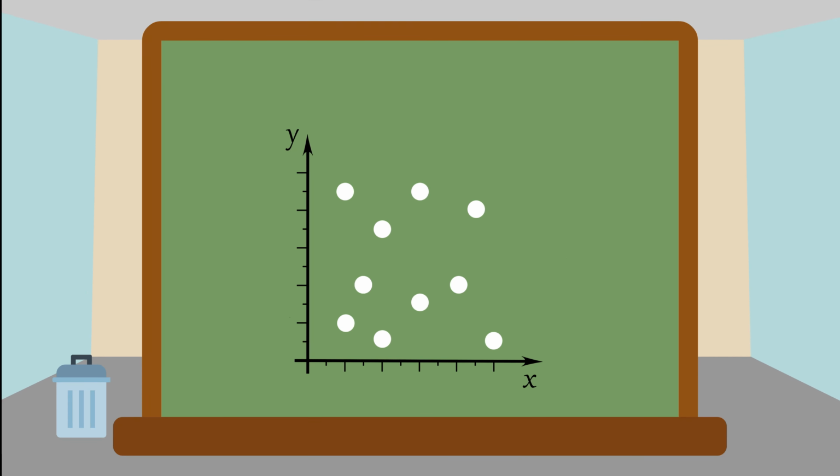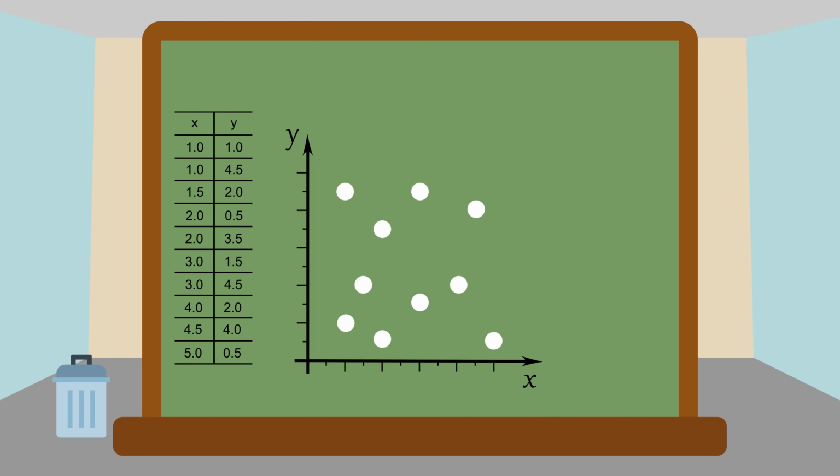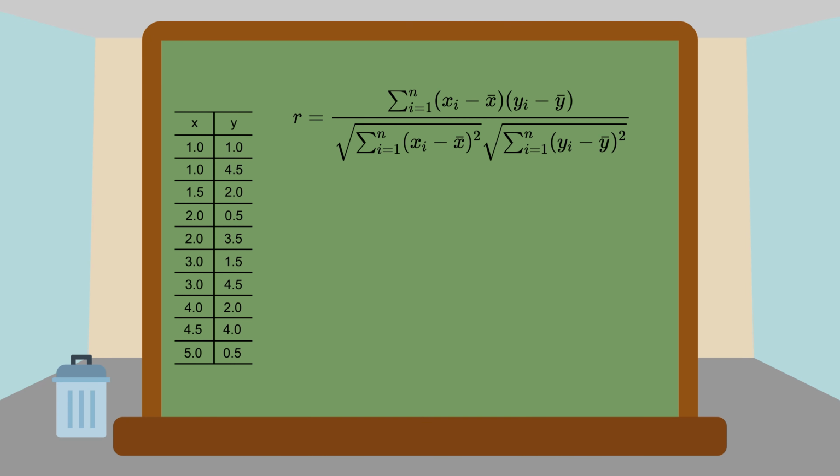First of all, we should extract the data points from the coordinate system into a table. Then we should take a look at the formula for the correlation coefficient. Wow, it looks kinda complicated. Don't worry about it. We'll break it down piece by piece.